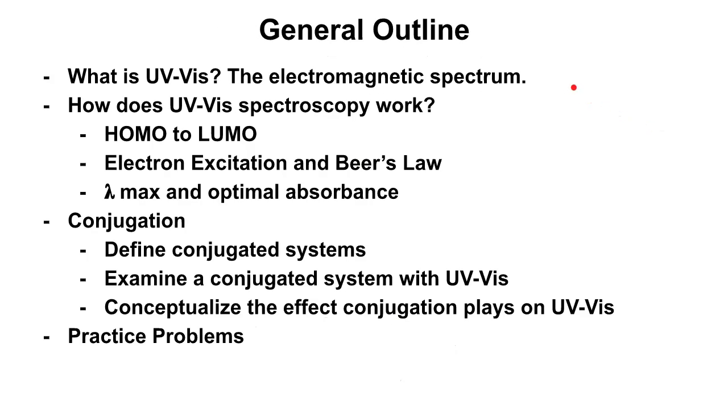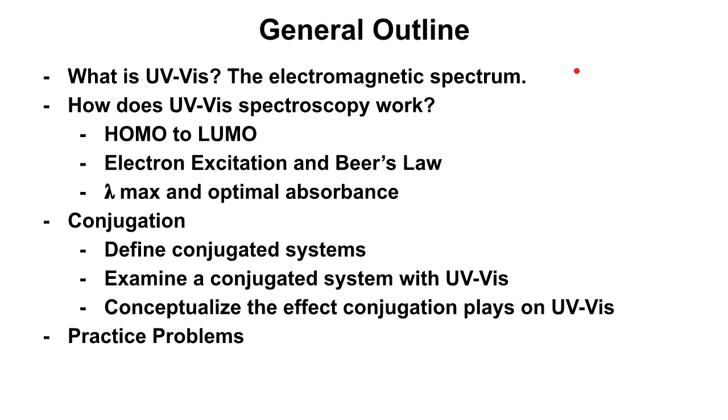The general outline for what we want to cover here: number one, what is UV-Vis spectroscopy? We'll take a look at that in reference to the electromagnetic spectrum. How does UV-Vis spectroscopy actually work? That involves some HOMO to LUMO transitions, so we'll be talking about molecular orbital theory a little bit, electron excitation, and Beer's law when we're looking at absorbance and concentration relationships. We'll also discuss briefly lambda max, which is what we're going to be using for optimal absorbance.